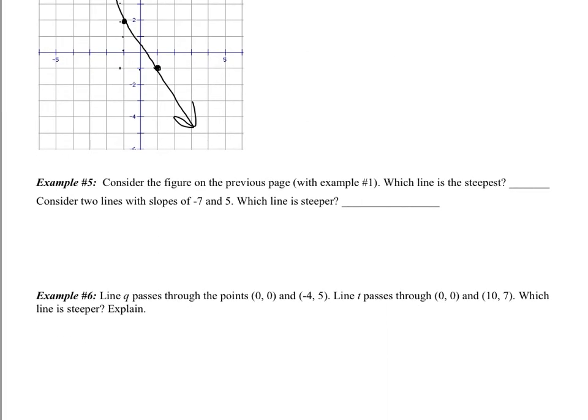Okay, looking at example 5, we're going to skip this first part and go to here. It says, consider two lines with slopes of negative 7 and 5. Which line is steeper? Well, if I think of negative 7, that means I have a point. I'm going to go up 7 and over 1. So I went up 7 over 1. 5 means I'm going to go up 5 and over 1. So the line with a slope of -7 is going to be steeper because I'm rising more before I run one. Now, that's a little confusing, but it's always the bigger number. Whether it's positive or negative doesn't matter.